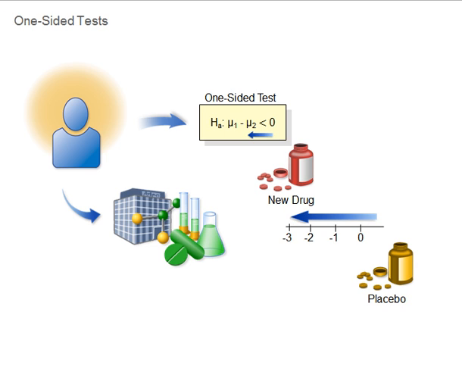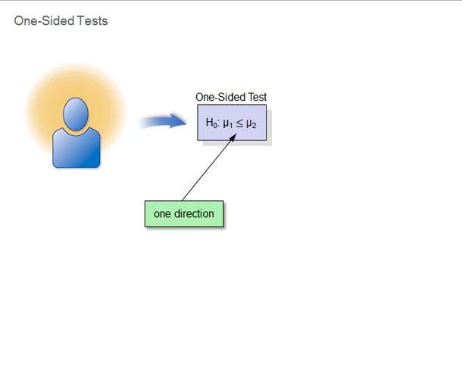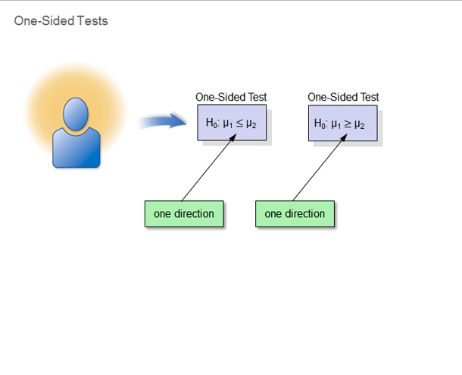You can use one-sided tests to determine this. With one-sided tests, you look for a difference in one direction. So the null hypothesis could be that the mean of population 1 is less than or equal to the mean of population 2. Or that the mean of population 1 is greater than or equal to the mean of population 2.